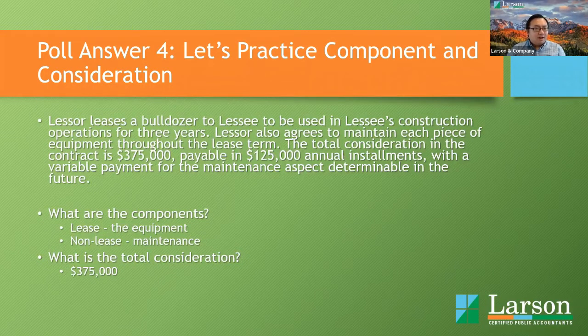All right. Hopefully, this is your answer. With this situation, the lessor and lessee are the same. The real change here is that instead of $600,000 fixed, the total consideration is now $375,000 fixed, with the remaining maybe in a variable payment. So the components will be the same. Lease will be the equipment, and non-lease the maintenance. And the total consideration to consider is only the fixed portion, which is $375,000. And why wouldn't the variable payment apply here? Because the variable payment is not pegged to any index or any sort of metric.